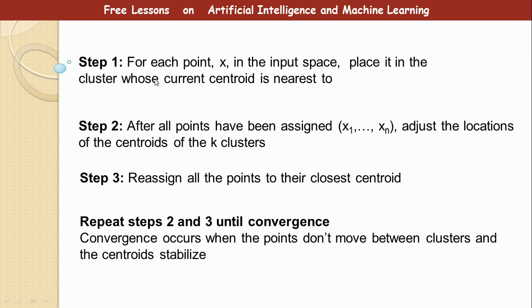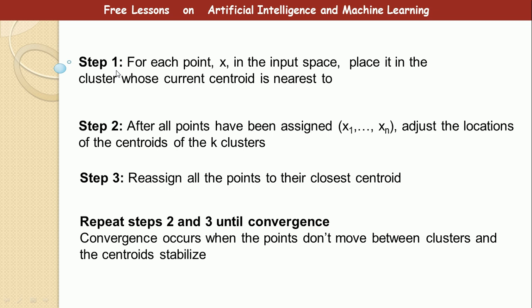So the first step in this algorithm says for each data point x in the input space of n, let's say x1, x2, x3 to xn, place this data point in a cluster whose current centroid it is nearest to. Okay, after all the points have been assigned, x1 to xn, adjust the location of the centroids of the k clusters. Of course, there might be a step 0 that says choose a number of clusters, so you have to choose a value for k.